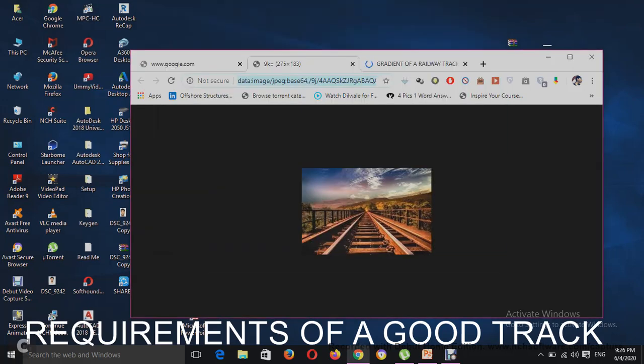Number 5. The track should be resilient and elastic in order to absorb the shocks and vibrations of running trains, like this, as you can see in the image.